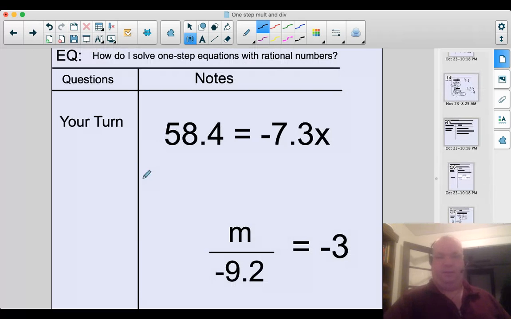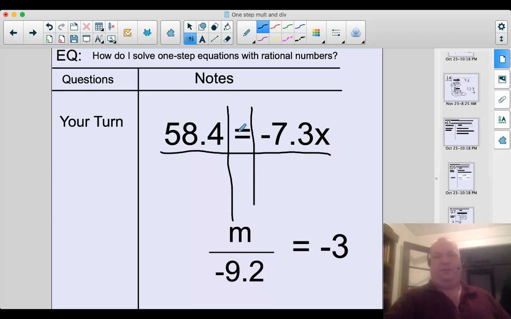All right. Let's try a couple of these. Again, I have the x on the other side. It doesn't matter which side the variable is on. You're just trying to get it by itself on that side. So if it's over on the right here, that doesn't make any difference. Don't worry about that. It's being multiplied by negative 7.3, so I divide by negative 7.3. That gets x by itself.